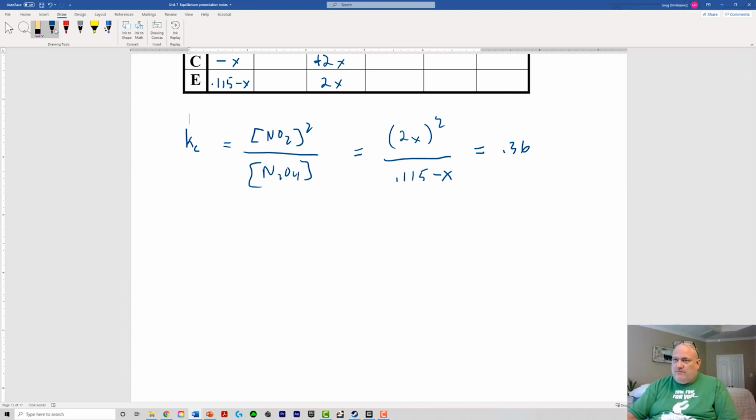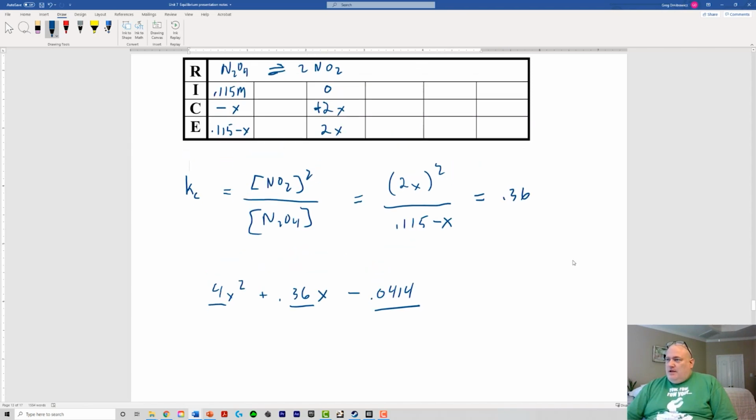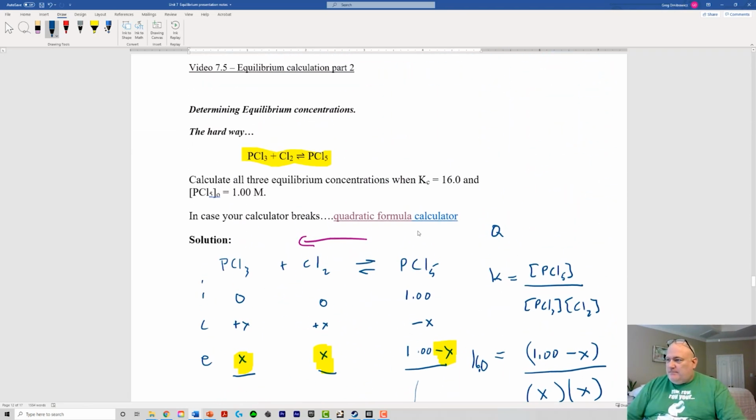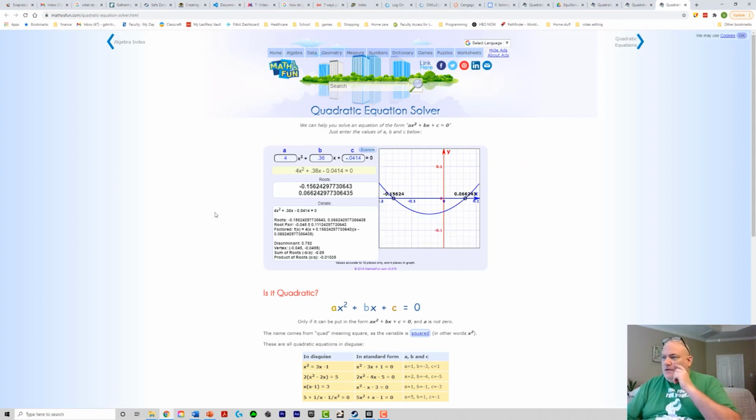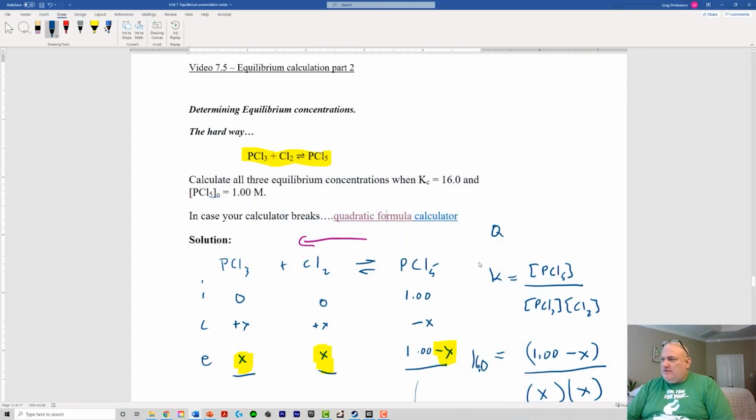All right, so if we have this right here, then we can rearrange this if we want to get to 4x squared plus 0.3x minus 0.0414. And these are our values we're going to plug into our quadratic formula calculator, which I'm going to click on yet again. And we get two choices here: 0.15624 and 0.0662. Again, we can't have a negative value on that, so we're going to go with 0.0662 as our x value.